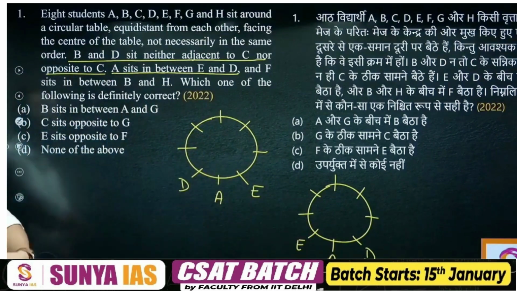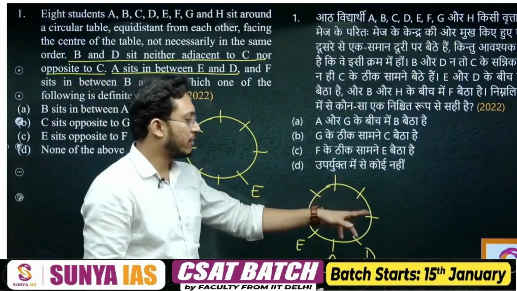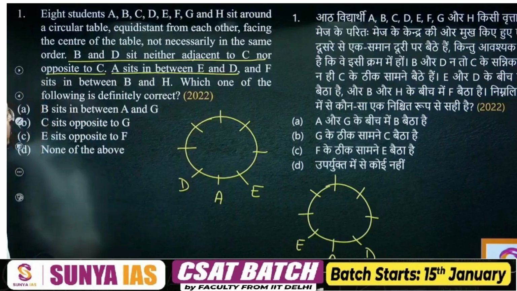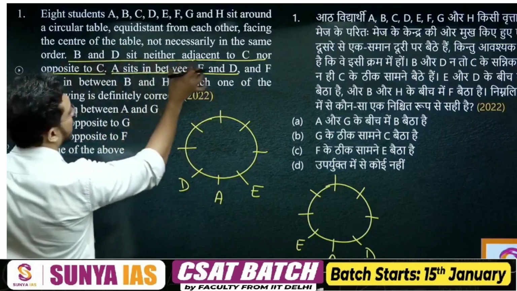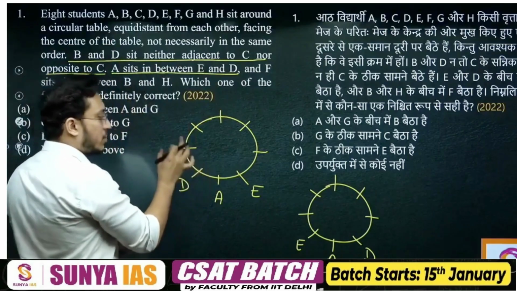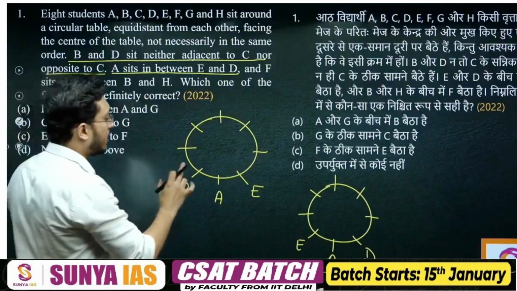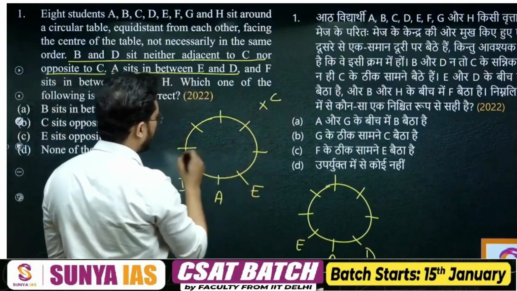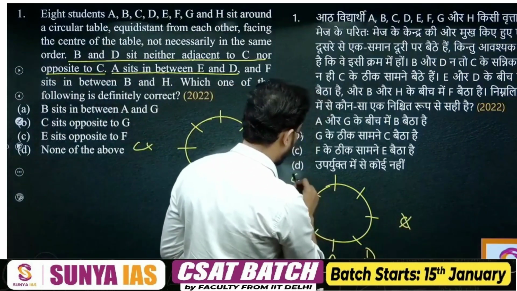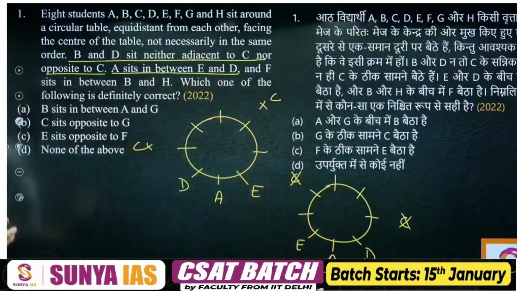Next, it is said that F sits between B and H. So F is somewhere sitting between B and H. तो अब यहाँ कहीं F, B और H होगा. बट अब थोड़ा सा एक और इन्फॉर्मेशन जो दिया उस पर बात करते हैं. B and D sit neither adjacent to C nor opposite to C. That means D is not adjacent to C and D is not opposite to C. That means C is not here. इस बात का ध्यान रखना पड़ेगा हमको. Also, F sits between B and H.